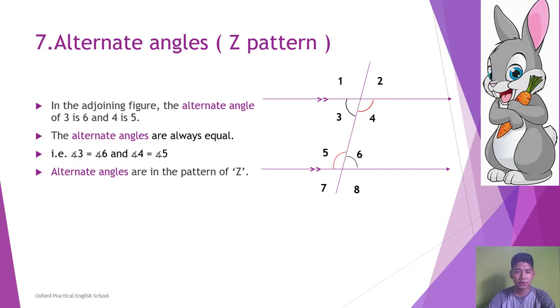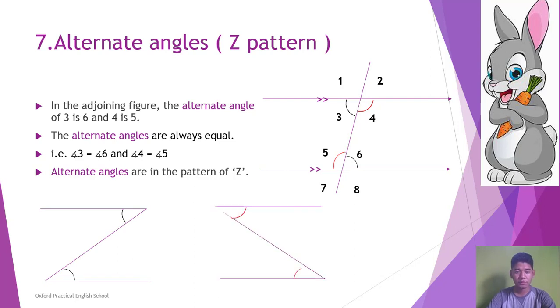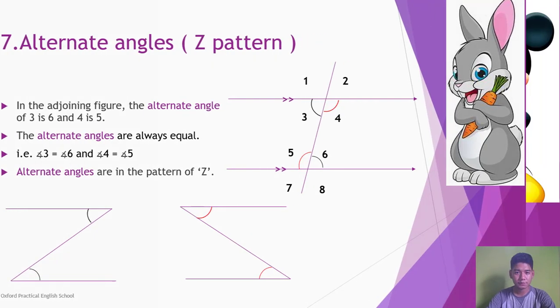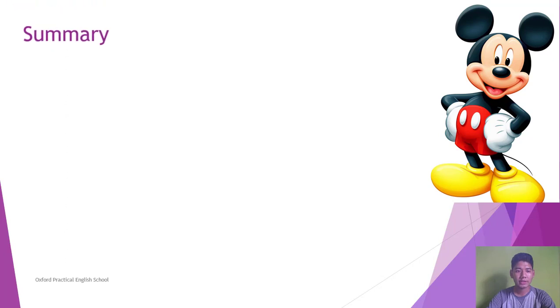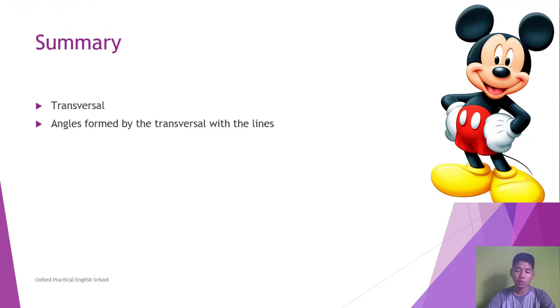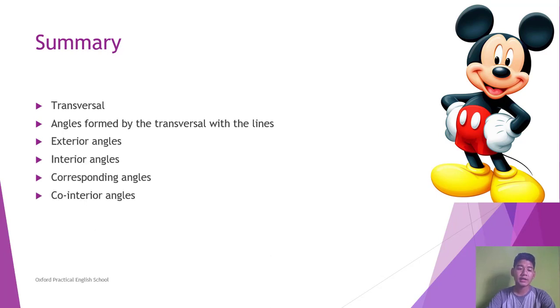Some of the examples of alternate angles are: alternate angles could be formed in pattern like this, which looks like a Z. Alternate angles could also be formed in pattern like this, which looks like an opposite Z. So, alternate angles are always equal to each other and they are formed in Z pattern. So, to summarize, we just learned about transversal, angles formed by the transversal with the lines, exterior angles, interior angles, corresponding angles, co-interior angles, and alternate angles.